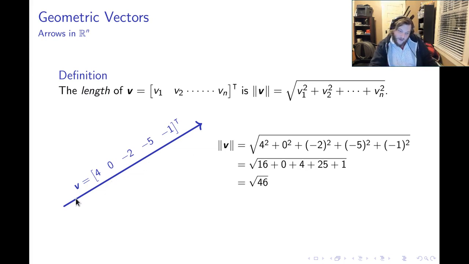So here, what I'm doing is I'm geometrically representing this particular vector, and this vector has 5 coordinates. So this is a vector in R5. I don't know what R5 looks like, but whatever it looks like, this vector is an arrow in that space, and length is defined as the square root of the sum of the squares of all of my coordinates. So here the coordinates are 4, 0, -2, -5, -1. So to calculate length, I'll square 4, I'll square 0, I'll square -2, -5, and -1. I'll add those squares together and take a square root, and I end up with the square root of 46. So whatever this vector is in 5 dimensions, its length is equal to the root of 46.